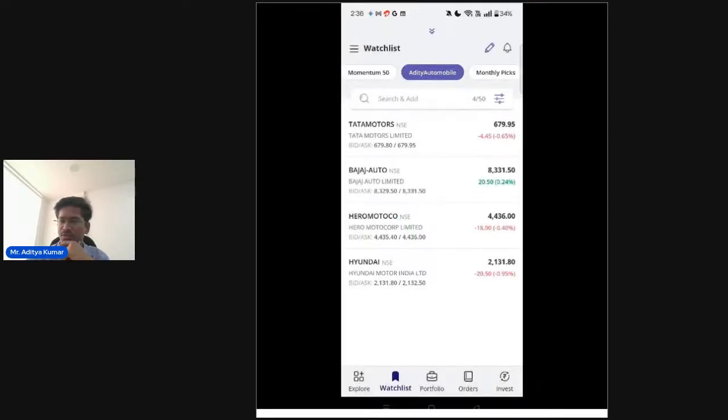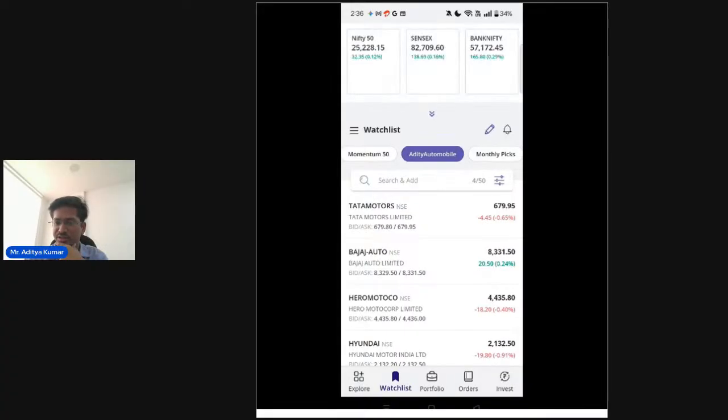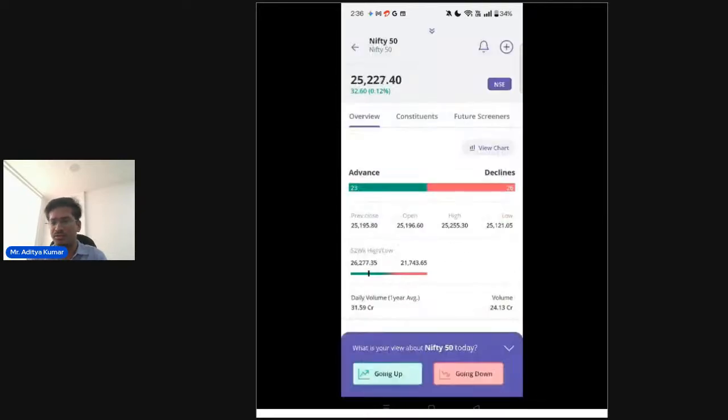After that, at the top of the app screen, you will notice two downward arrows. Once you click that, you can see the Nifty 50, Sensex, and the Bank Nifty, and how they are performing right now. These indices act as indicators of the Indian stock market's overall performance, helping you understand whether the market is rising or falling. So let's break it down further.